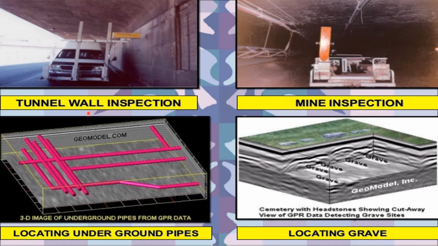Certain applications are also there: tunnel wall inspection, mine inspection, to see in which condition the mine is, and then locating underground pipes. With this, you can locate where the pipes are. If any pipe needs repair, or where you have to dig and where you have to go, you will get all this data. Then this is locating graves. This is a cutaway view of GPR data detecting grave sites. So in day-to-day applications also, radar is very important.